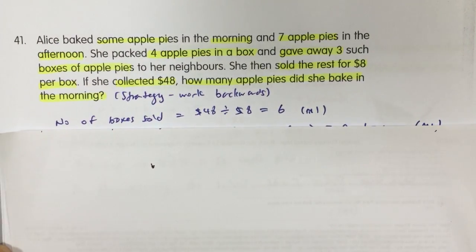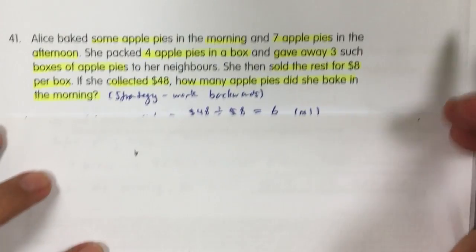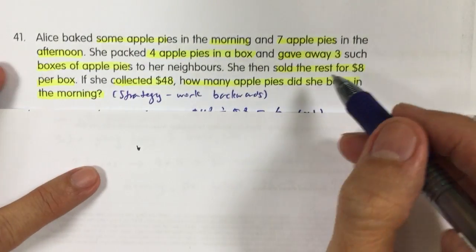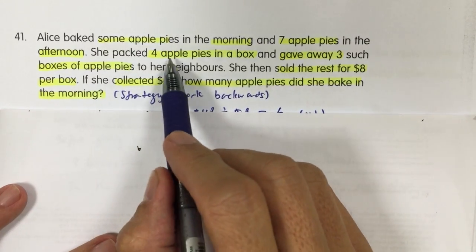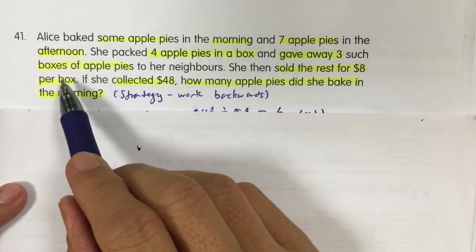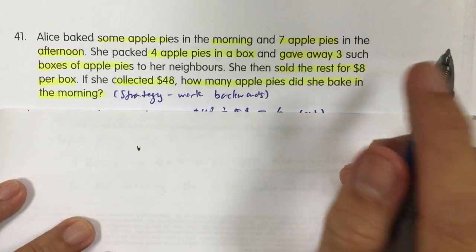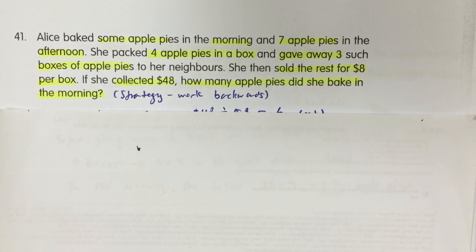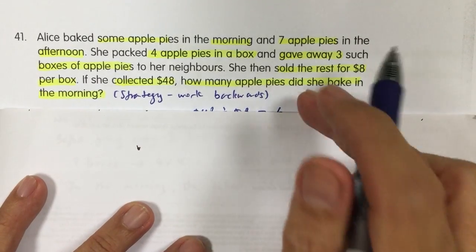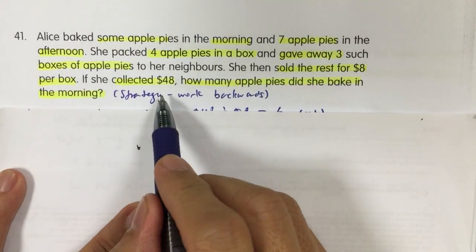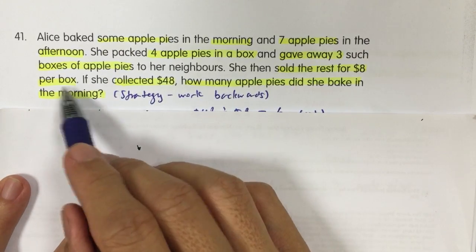Question 41. Alice baked some apple pies in the morning and 7 apple pies in the afternoon. She packed 4 apple pies in a box and gave away 3 boxes. She then sold the rest for $8 per box. If she collected $48, how many apple pies did she bake in the morning? So too much information. So for this question, you will work backward. That means for $48, from there you work out how many boxes she sold.